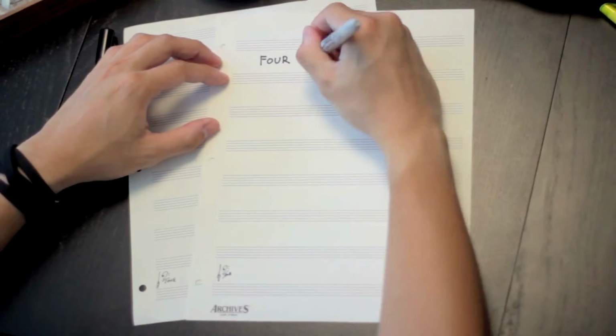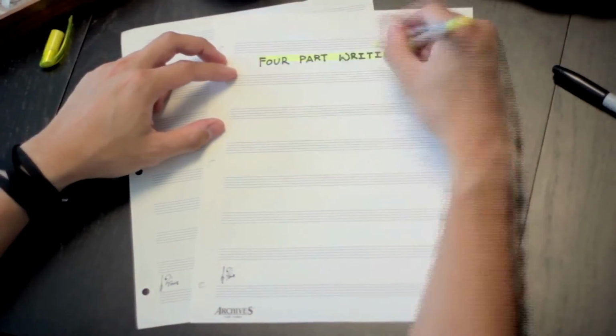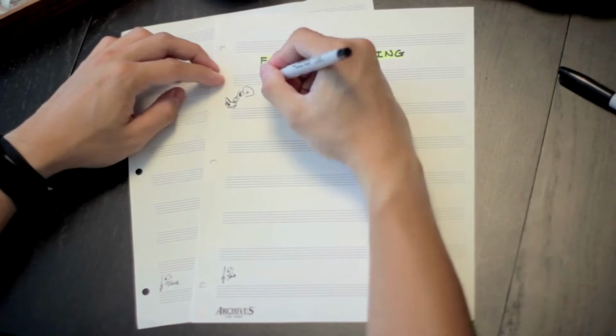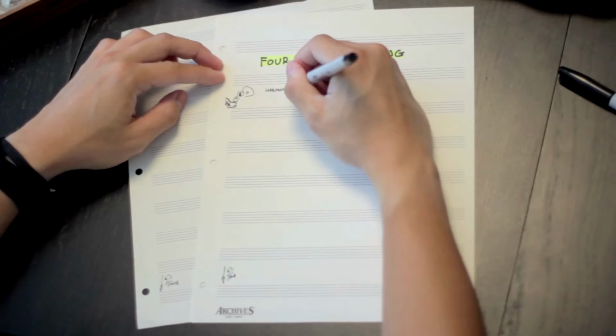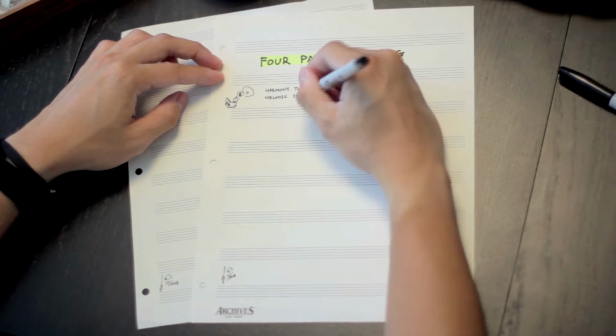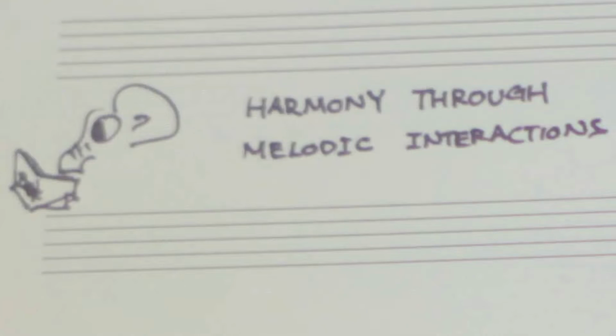Today we're going to talk about four-part writing. What is four-part writing? Well, the name kind of gives it away, doesn't it? More formally, four-part writing is a form of classical composition still taught today, in which harmony is formed through the interplay of four distinct parts, also called lines or voices.